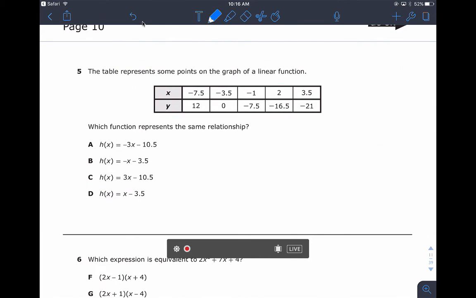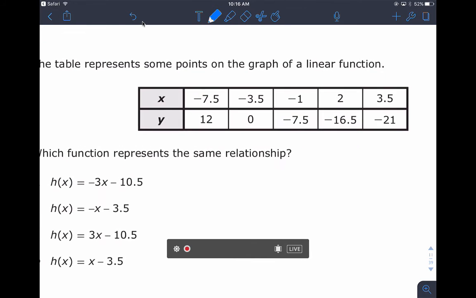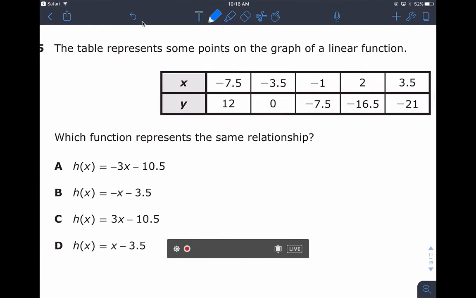All right, next one here. The table represents some points on the graph of a linear function. Which function represents the same relationship? I'm going to do this in two different ways so you can have multiple options. We're trying to find which equation matches up with all of these numbers. Unfortunately, they put a bunch of these 0.5 things here. So if we type all of these equations into our calculator, those probably won't show up on our table values. If we're using one of the TI-84 calculators, there is a way to make decimals pop up in the table, but it's kind of tricky, so I wouldn't worry too much about this.